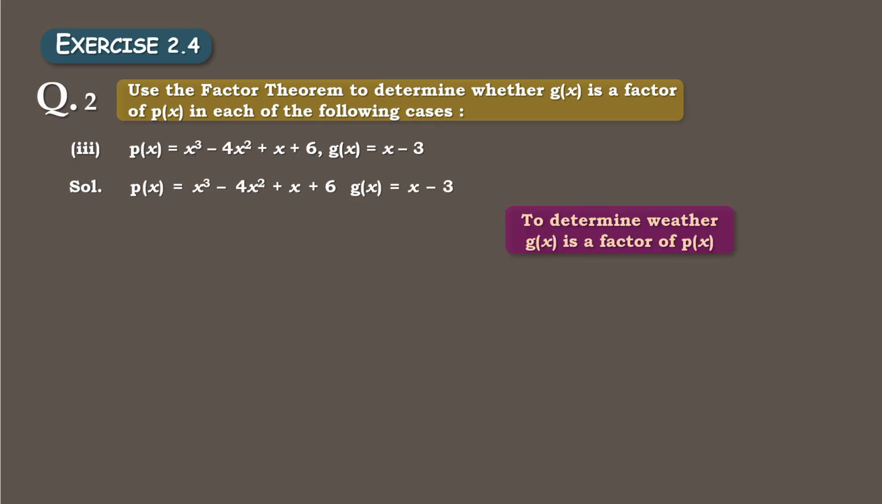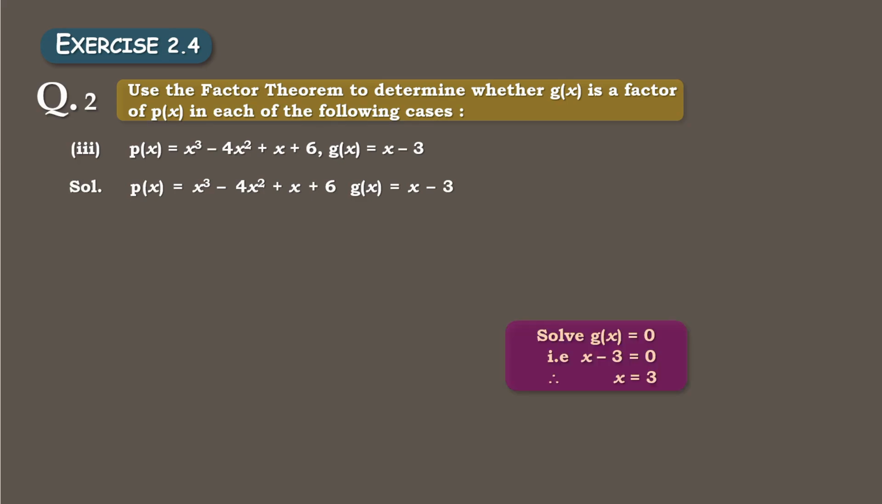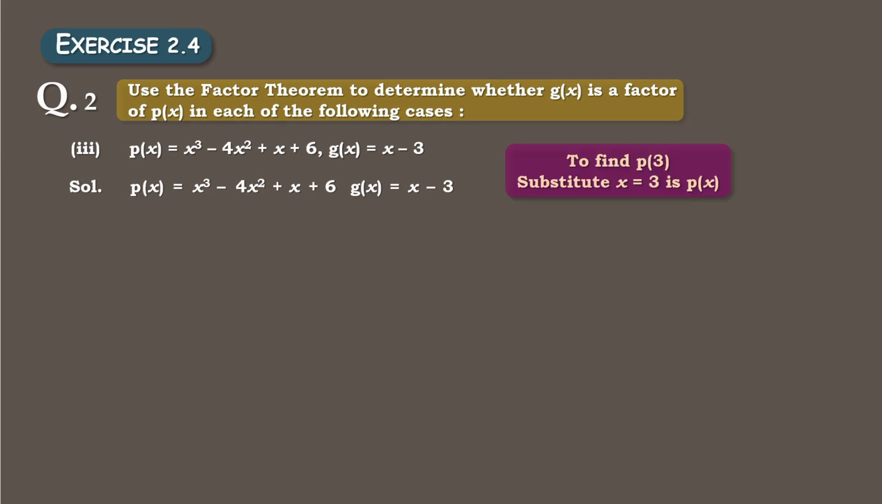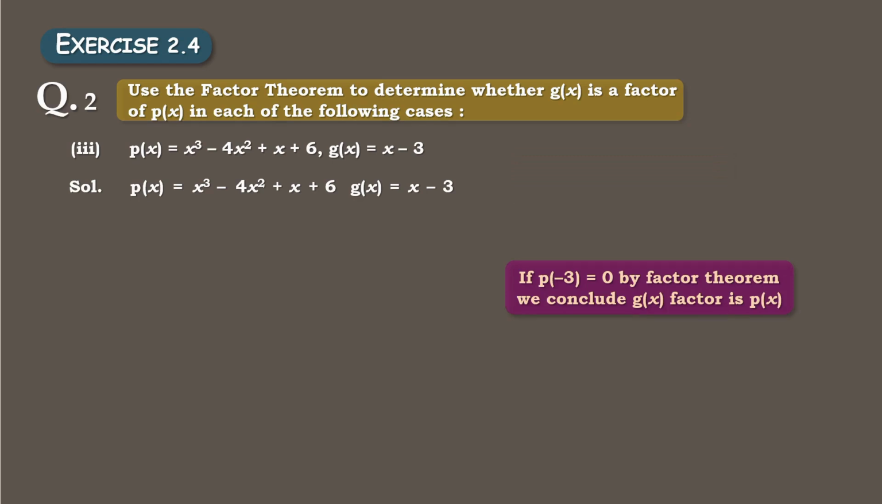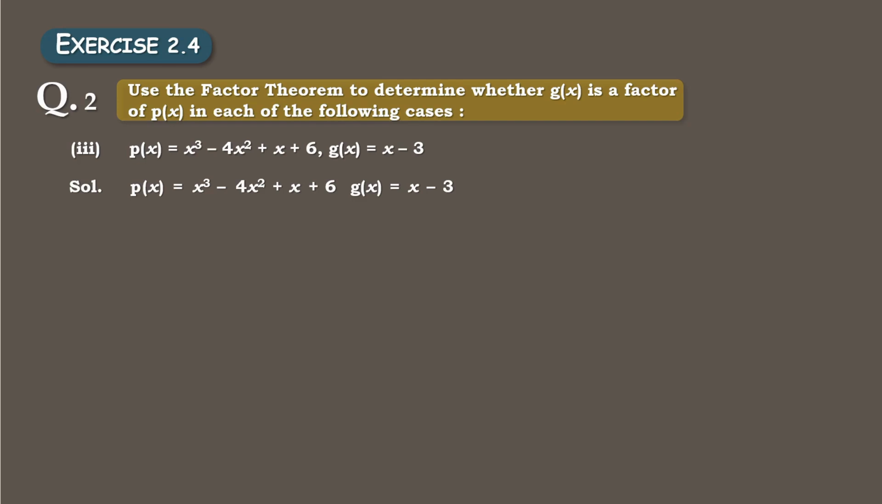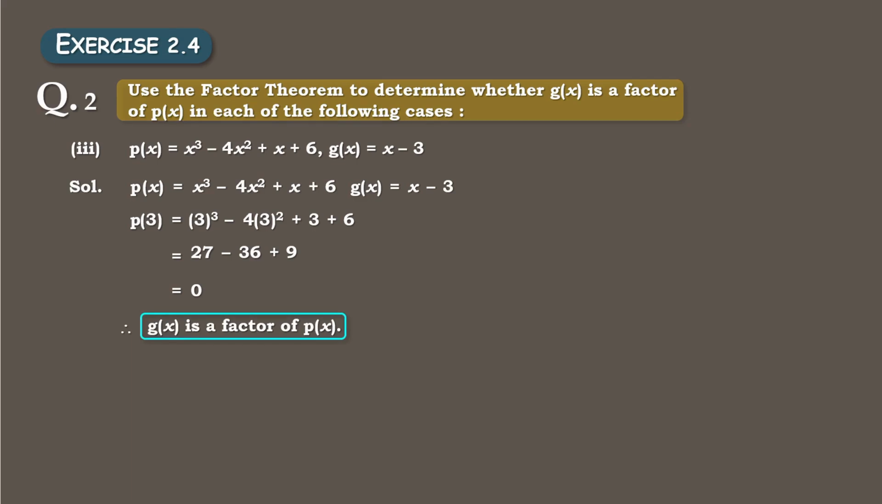According to the factor theorem, if g of x is x minus a, then we substitute x equal to a in p of x. Here, g of x is x minus 3, so we substitute x equal to 3. Now we replace x with 3 in the polynomial p of x. We simplify each term carefully and then add all the values. After simplification, the final value comes out to be 0. Since the value of the polynomial at 3 is 0, we conclude that g of x is a factor of p of x. Therefore, x minus 3 is a factor of the given polynomial.